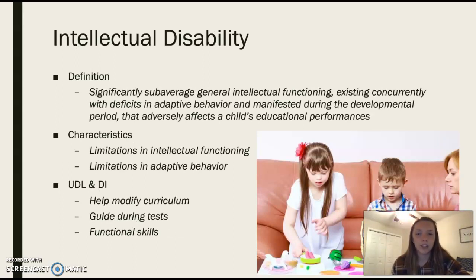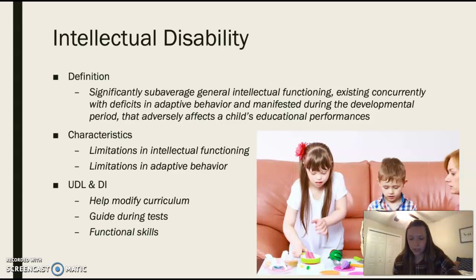We have our definition: significantly sub-average general intellectual functioning existing concurrently with deficits in adaptive behavior and manifested during the developmental period that adversely affects a child's educational performances. So some characteristics of this would be limitations in intellectual functioning. Their brain, they do not have a very high IQ. It would be 70 or below to be considered an intellectual disability. And then limitations in adaptive behavior.